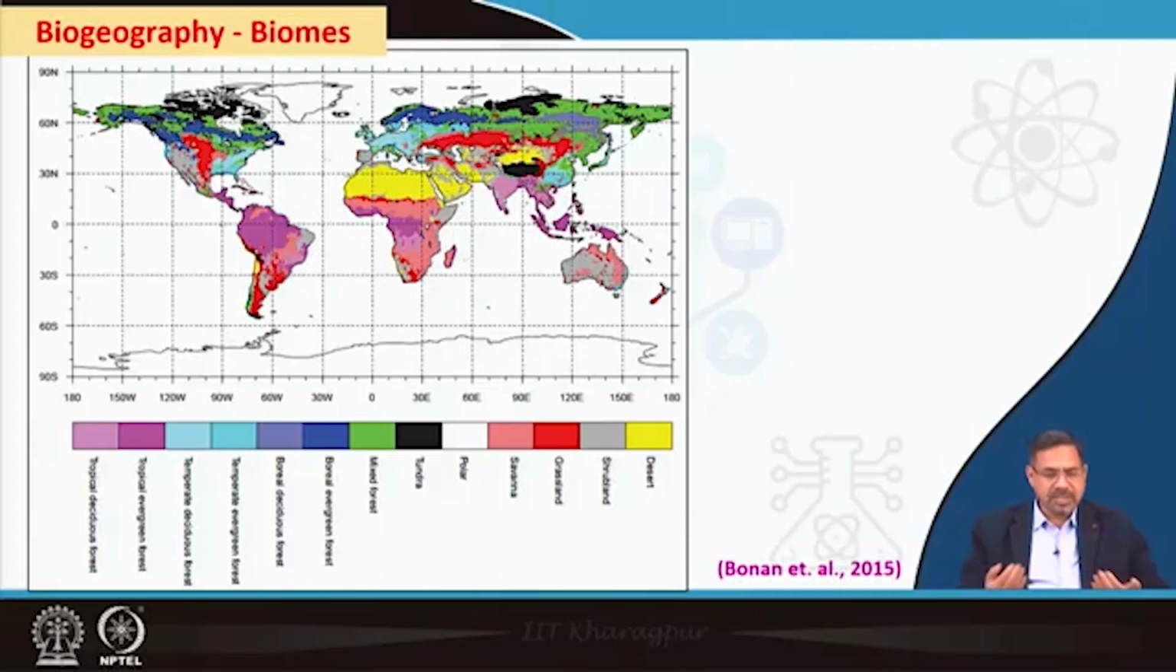We have tropical deciduous forest, tropical evergreen forest, temperate deciduous forest, temperate evergreen forest, boreal deciduous forest, boreal evergreen forest, mixed forest, tundra, polar forest, savanna, grasslands, scrublands, and deserts.